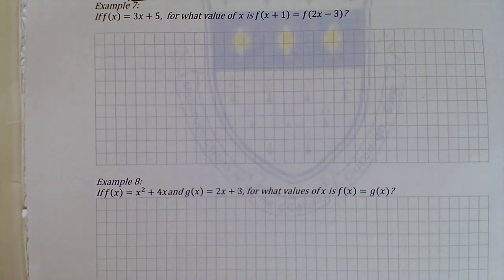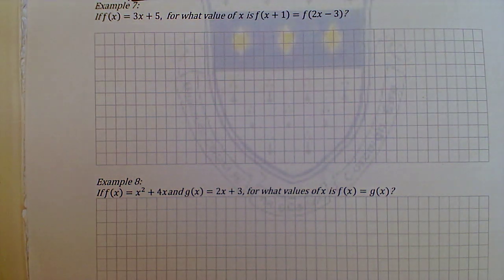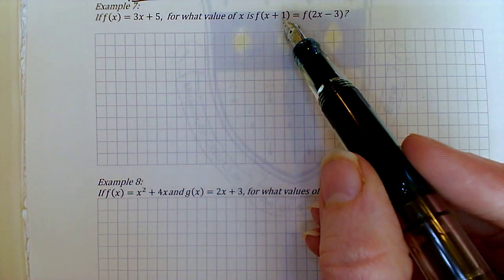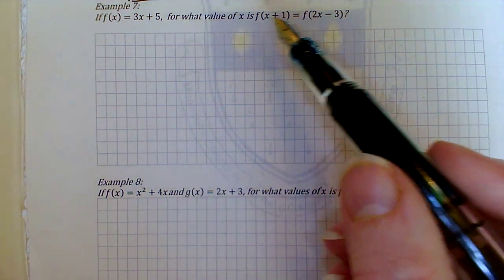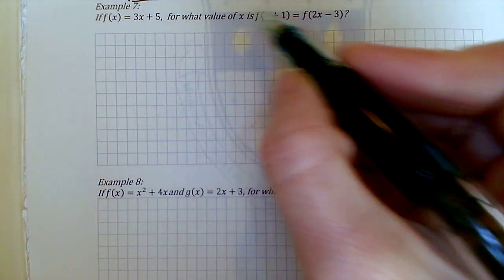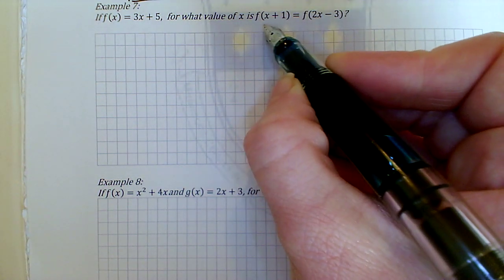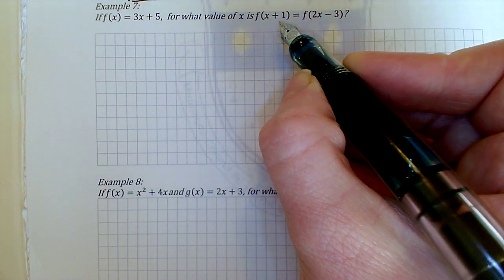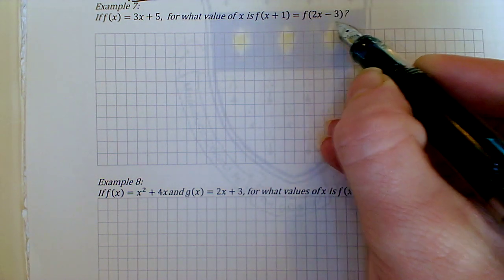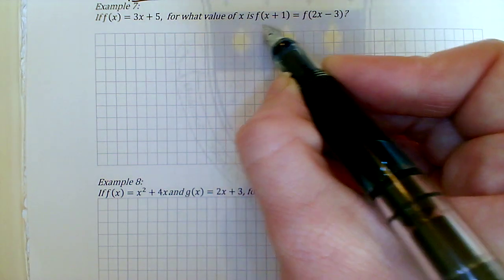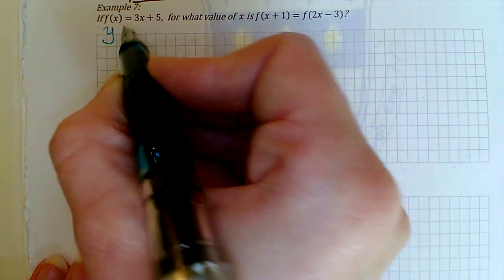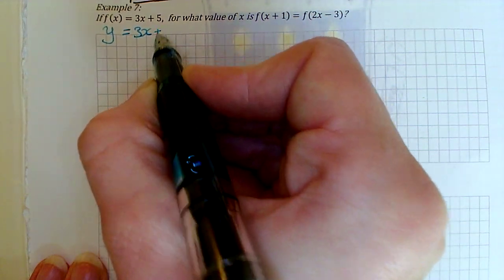Now, don't get thrown when they have given you a strange looking question like this, where they have x and something done to the x as part of the input. You're going to replace x with x plus 1 on one side of the equation, and you're going to replace x with 2x minus 3 on the other side of the equation. So let's look at our values here. We've got y is equal to 3x plus 5.